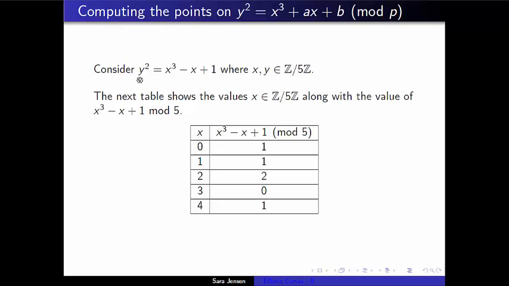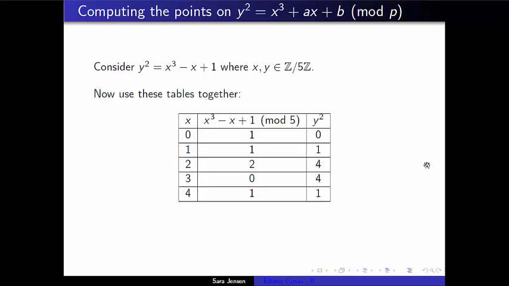So now we've created tables for the left-hand side and tables for the right-hand side. The way we're going to determine the points on the elliptic curve is to put these things together and play a little matching game. So for example, when I plug in an x value of 0, the right-hand side of this equation becomes the number 1. And then to figure out what points go on the curve, we ask, what different y values would square to give me 1? Those will be my pairs x, y.